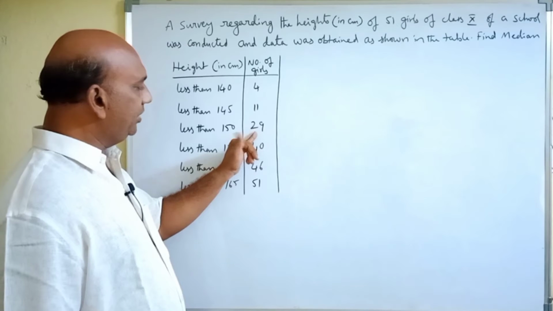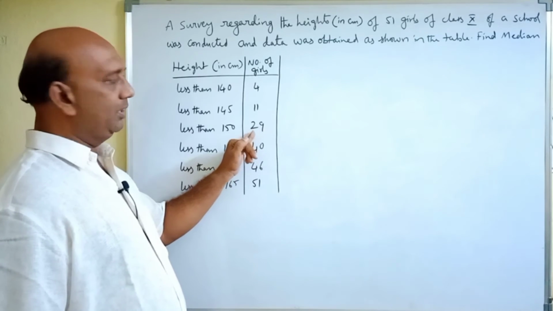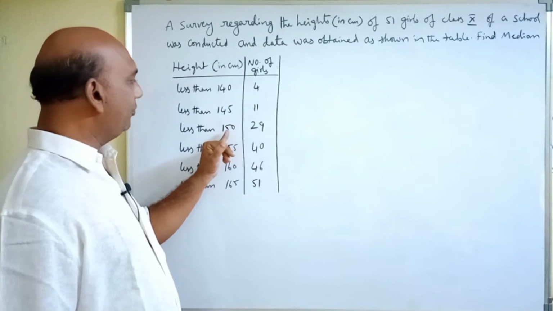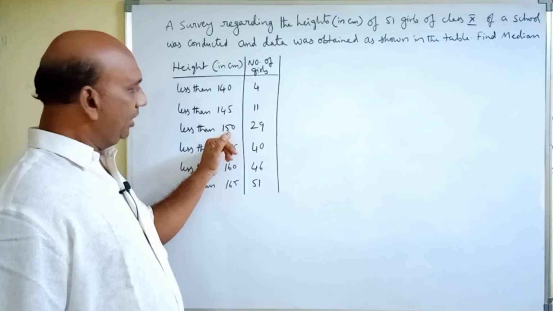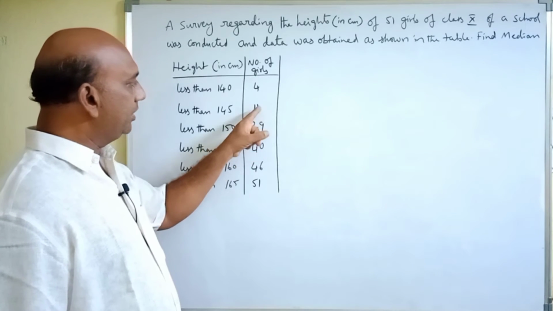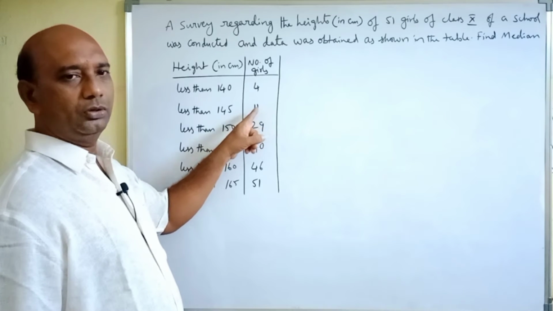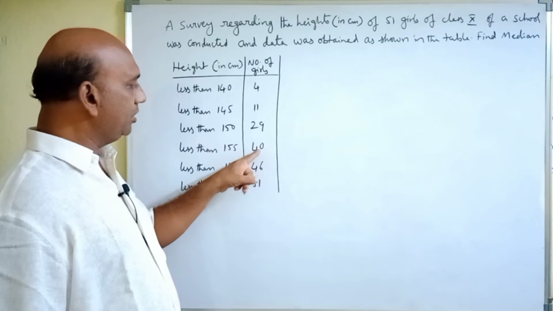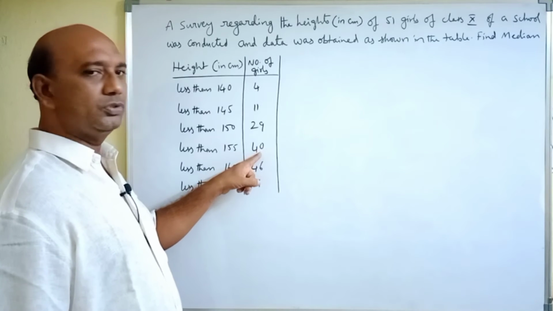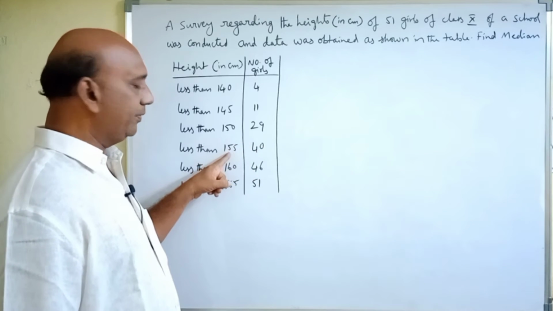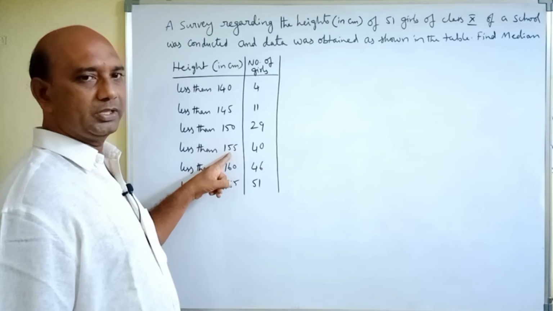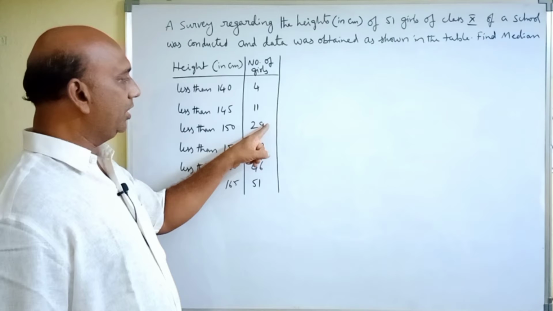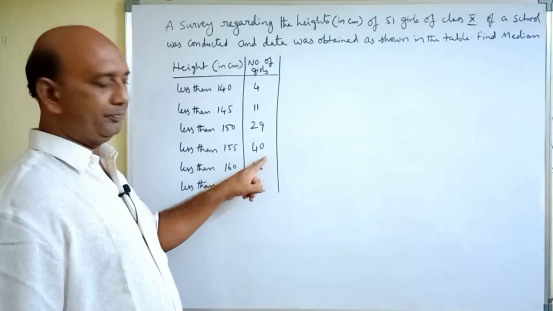And then this is 29. There are 29 girls whose height is less than 150 centimeters. In these 29 girls, these 11 students are also included. And this is 40. There are 40 girls whose height is less than 155 centimeters. That means in these 40 students, these 29 students are also included.